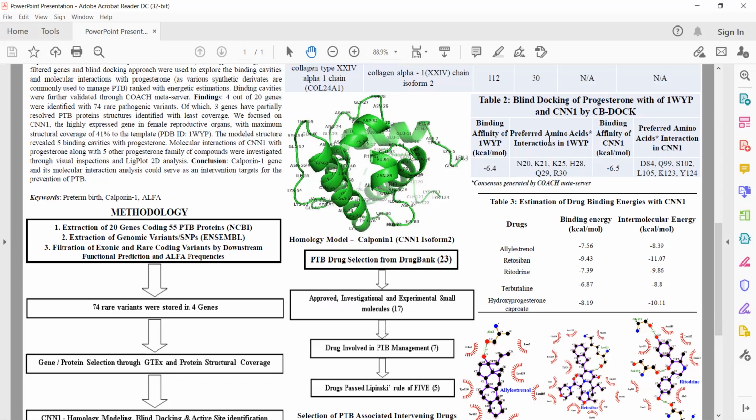And as we used progesterone, once we docked progesterone onto the 1WYP template structure, the calpain homology domain, it has energetic estimation of -6.4 with all these preferred amino acid interactions. So we used the same progesterone on the homology model of CNN1 isoform 2, and we came up with almost close energetic estimation of -6.5 kilocalorie per mole.